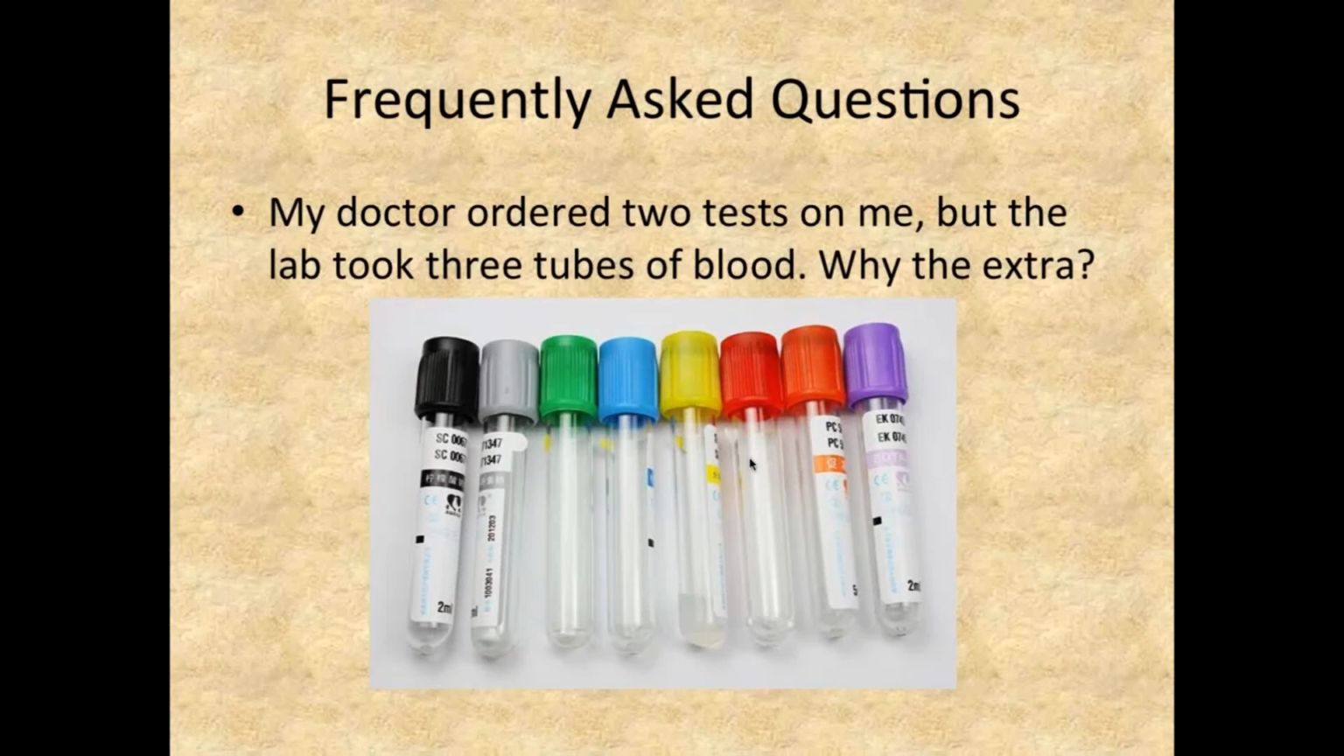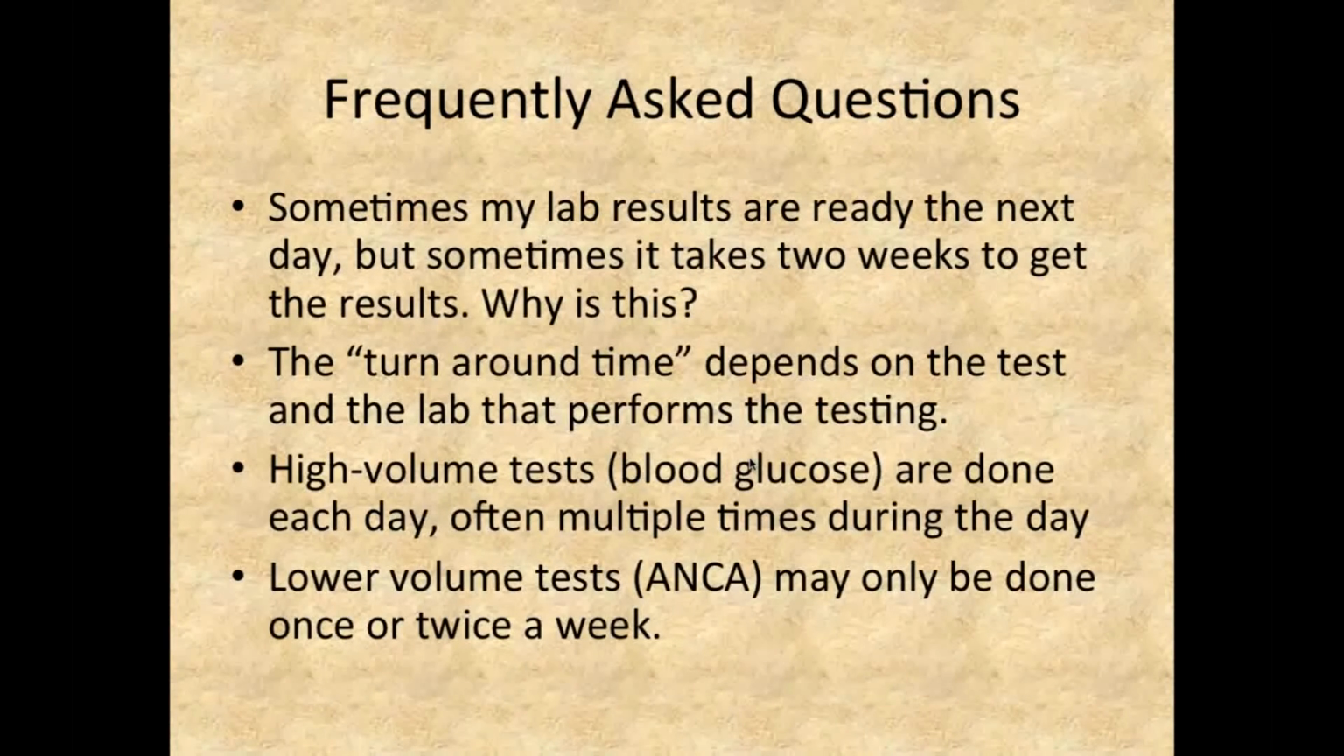Lower volume tests, and in many labs ANCA qualifies in this regard, or ANA testing, may be only done once or twice a week, depending on how many tests the lab gets and how frequently the clinicians want the results back. So these may be batched once or twice a week, and so it may take longer to get the results back. So every test has a different turnaround time depending on the lab and the test itself and whether it's done in that lab.